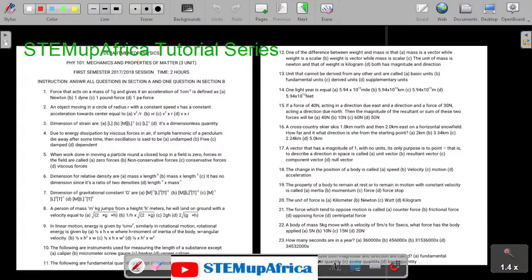So let's go to question 9. Here you say in a linear motion, energy is given by half mv squared. So that is a linear motion. We're talking about kinetic energy here. So similarly, in a rotation, how do we relate linear to rotational motion? How do we relate the two? So this question is asking you to relate linear motion to rotational motion.